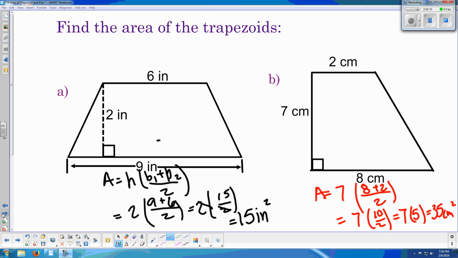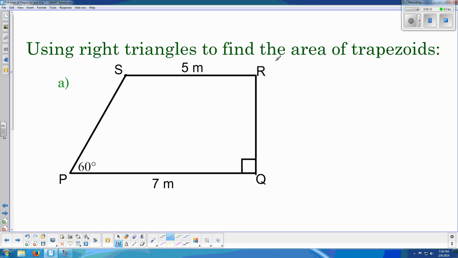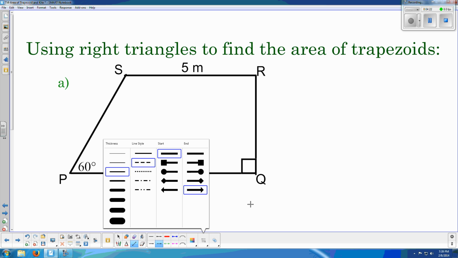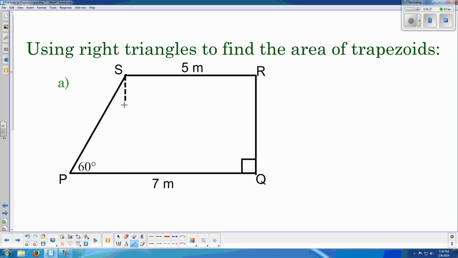Okay, now we're going to move on to using right triangles with the area of a trapezoid. So in this case, we're going to end up using our special right triangles. So if I were to draw a dotted line, let's just say here for my height. Now, I know that there is a 90-degree angle right here. So I have now a 30, 60, 90 triangle.